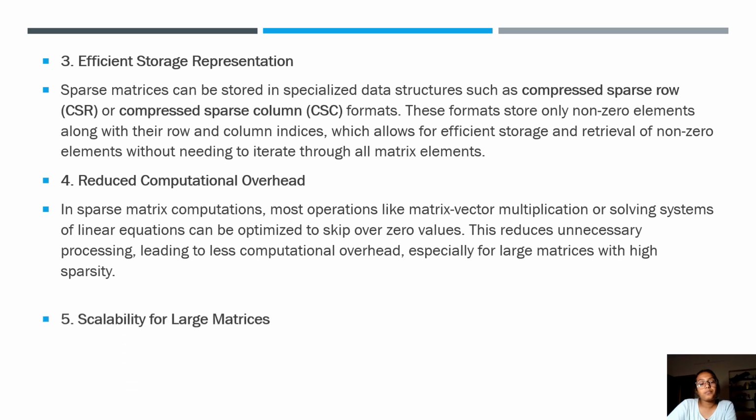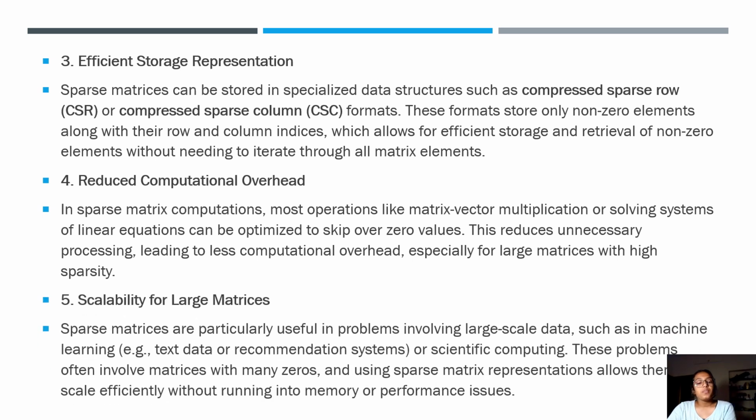high sparsity. The scalability of large matrices. Sparse matrices are particularly useful in problems involving large-scale data such as machine learning or scientific computation. These both fields deal with large amounts of data that are larger in number and in size. These two problems often involve matrices with zeros, and using sparse matrix representation allows them to scale efficiently without running into memory or performance issues. Storing unnecessary zero values will lead to slower performance of the computer also, and running it in the memory will lead to waste of space and also waste of time. These can be avoided using a sparse matrix.